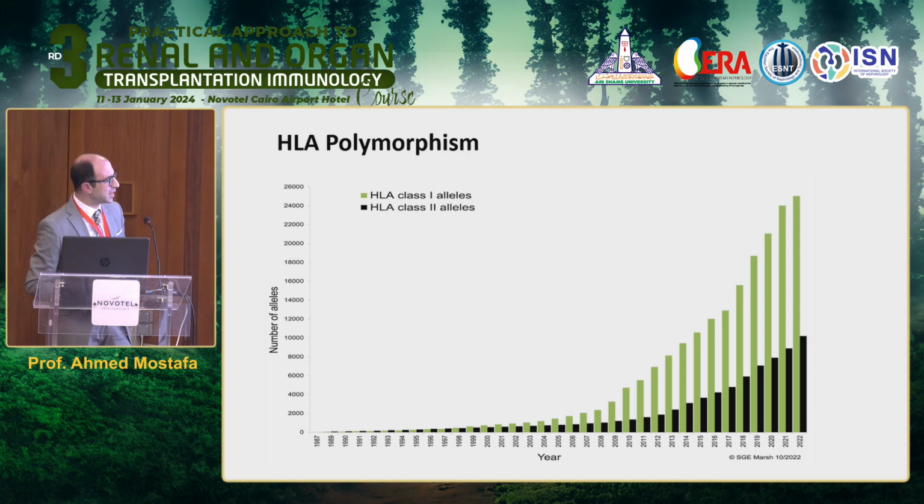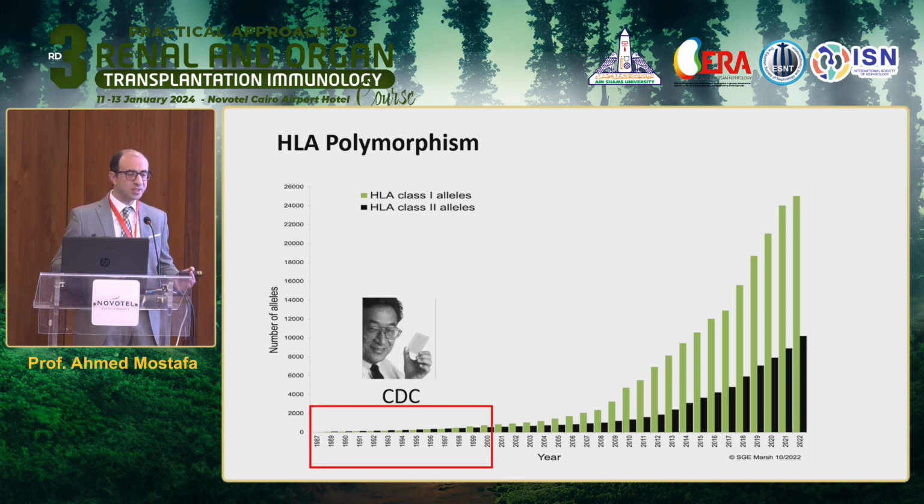And here is what we can see now: this one is 2022, and this is 1987. This is the number of HLA alleles they discovered. So you can see that we have almost 24,000 HLA class 1 genes and 8 or 9,000 of class 2. And it was related to the method of typing that they were using.